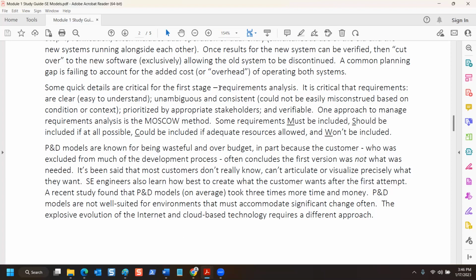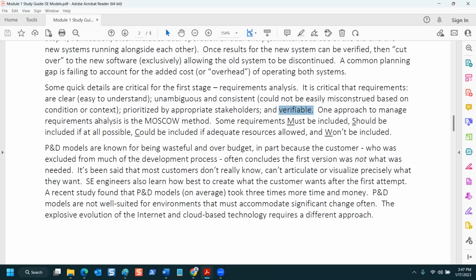Now, for the first stage, requirements analysis, it is critical that requirements are clear, easy to understand, unambiguous, and consistent, so that they are not easily misunderstood or misconstrued based on condition or context. You don't want to come back next month and your users are all bumfuzzled because it's on a different screen. Okay? You do want to engage your stakeholders, meaning your customers, to prioritize who's doing what and where the priorities are. And of course, we get back to verify, verify, verify.